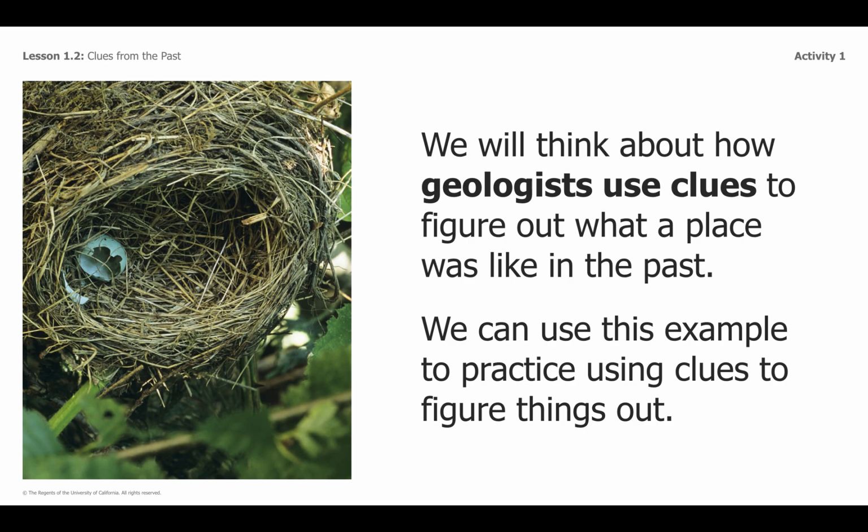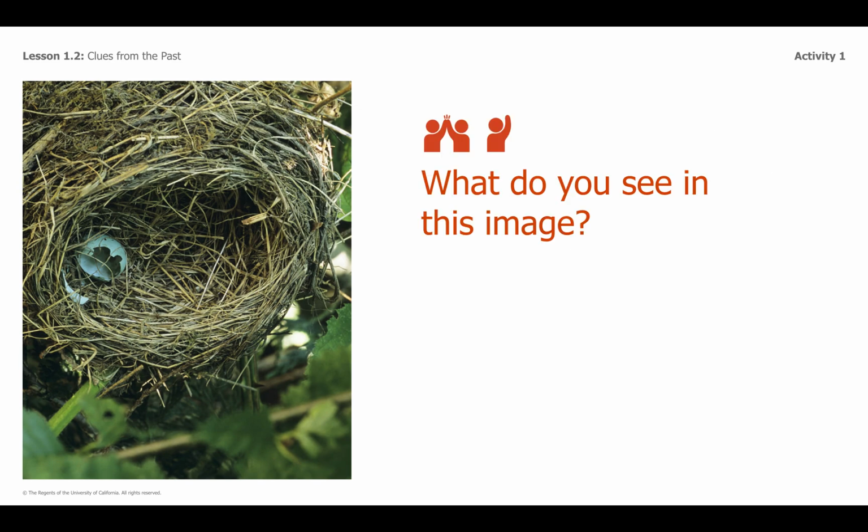So we're going to think about how geologists use clues to figure out what a place was like in the past. And we're going to use this example of a bird's nest to help us figure things out. So we see a picture of a nest with a broken egg in it. So first question is, what do you see in this image? Well, I kind of just gave it away, but take a moment to think about that. You could pause the video right now and discuss it with somebody, or just think on your own. Think about what you see in this image.